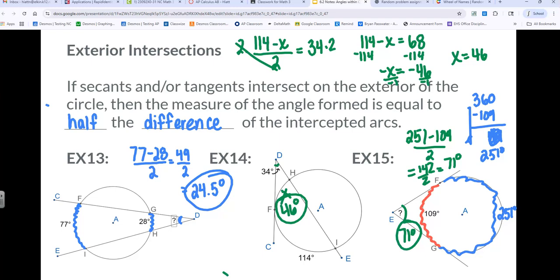And if you're not comfortable solving that equation, it's fine. f of x equals 114 minus x over 2, and g of x equals 34. Set it equal to each other. Put it in Desmos, solve it that way. Okay, we good here?